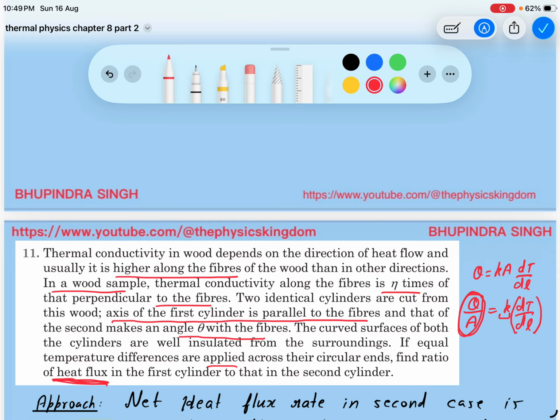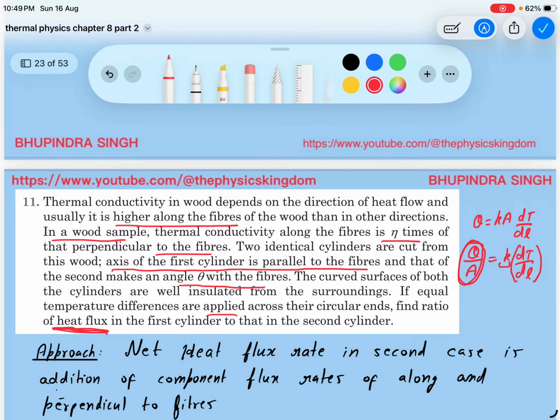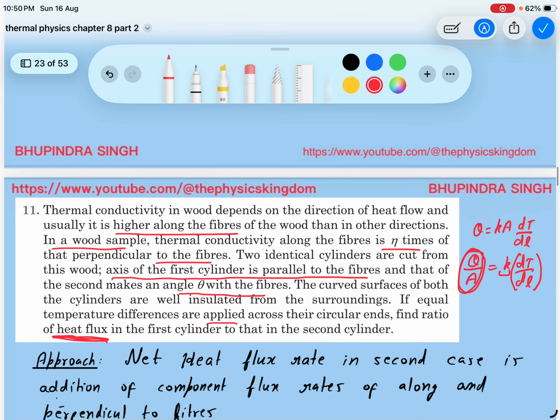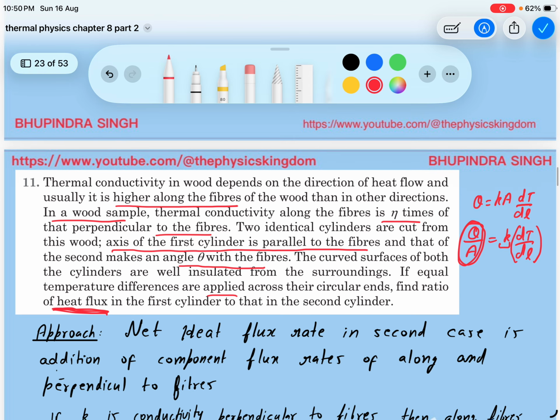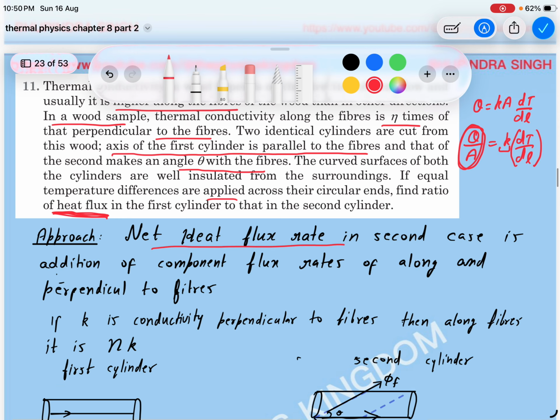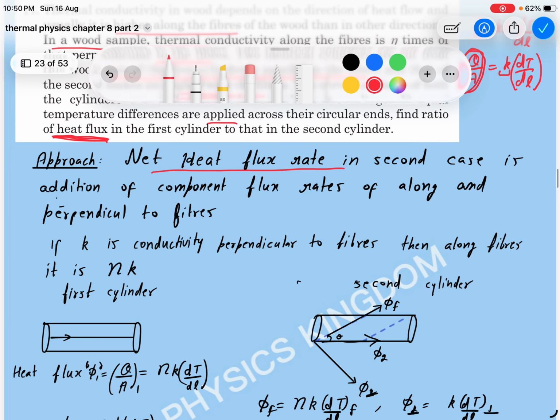So it is more like a property of a point rather than a property of a cross section, just like you can say current density also. So now, comparing it with current density, the approach should be that only. So the net heat flux in the second case is like this, that is our second case. So two cases are there. In one case, that is along the fiber, in this direction the conductivity is eta into k. So if k is the conductivity perpendicular to the fibers, right, then along the fiber it is eta into k, right.